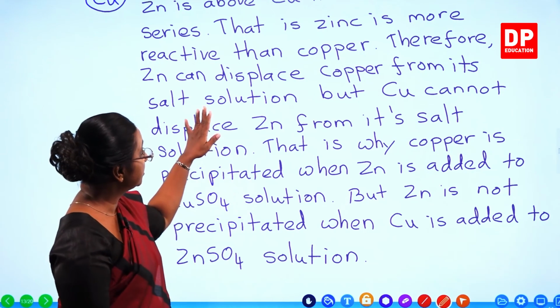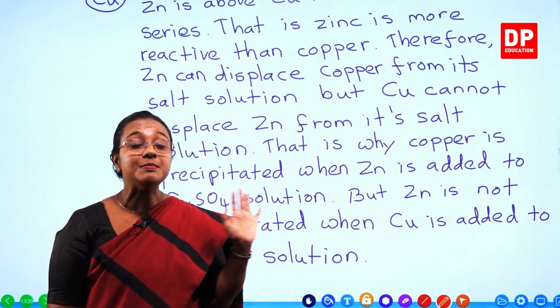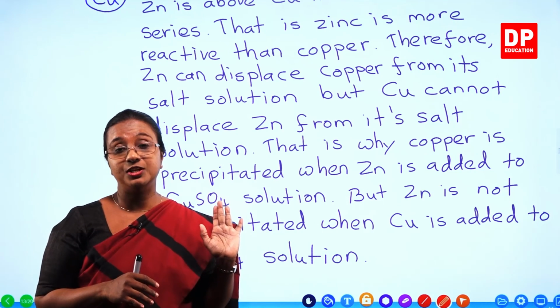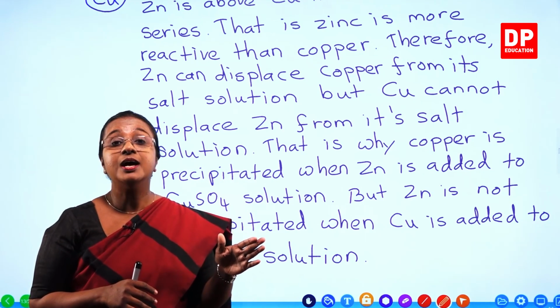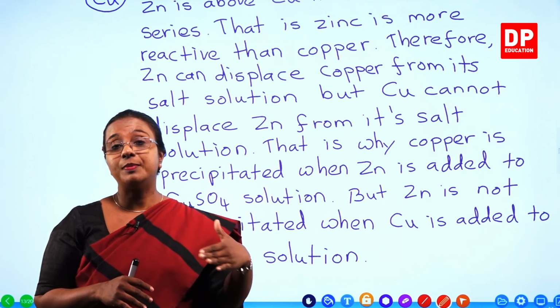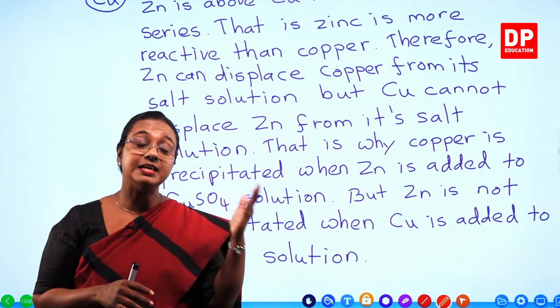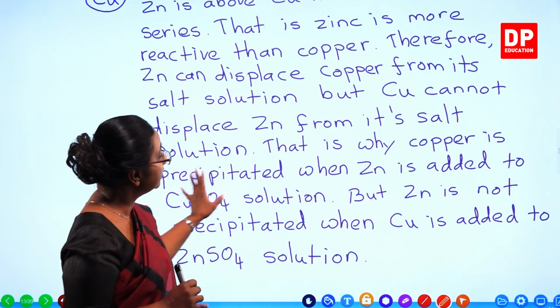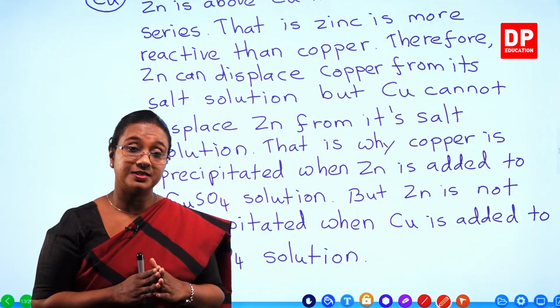So, I am sure students, you all also gave a similar explanation. So, you have to mention the reactivity of the metals. You can tell about the order of the activity series, and because zinc is above copper in the activity series, that means zinc is more reactive than copper. So, that is how the displacement reaction takes place.